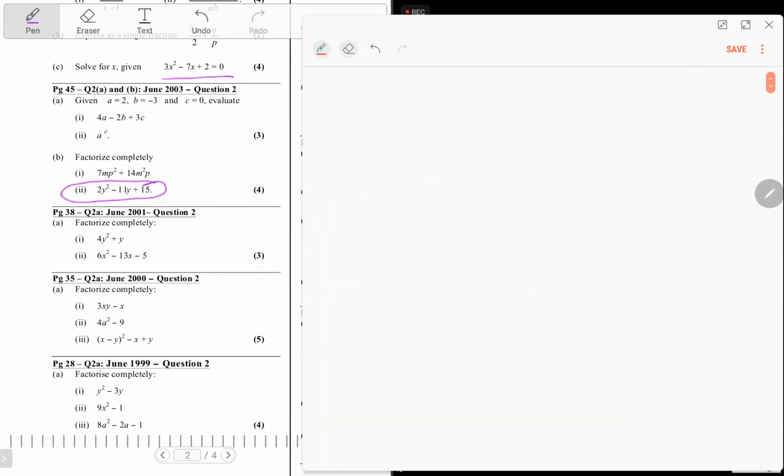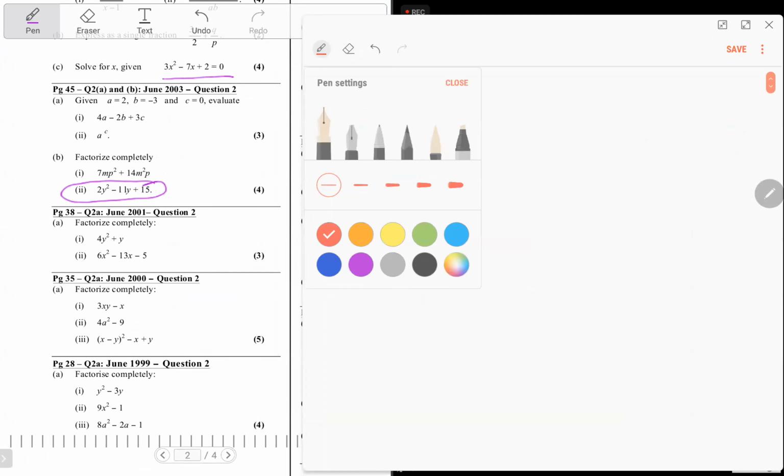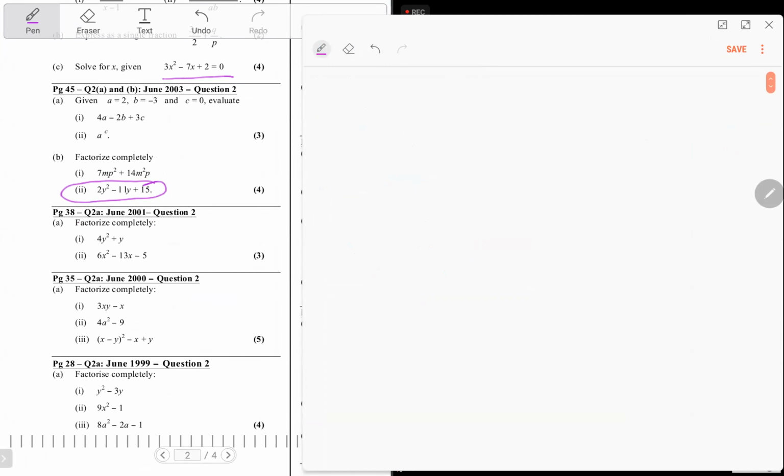So let's do this one. I'll show you the method again one more time. More maths equals better maths, and you want to develop your skills, right? So we're doing 2y squared minus 7y plus 15. So again, I'm going to factorize the 2, and I'm going to get y squared minus 11 over 2 y plus 15 over 2.